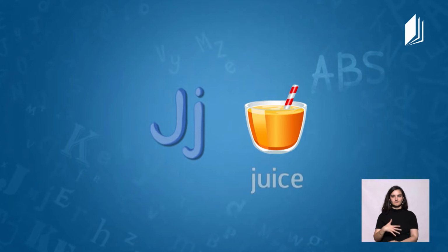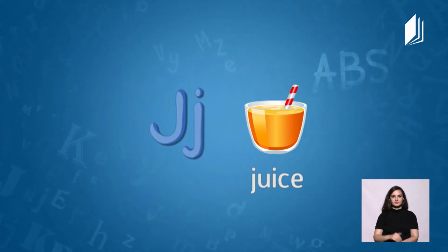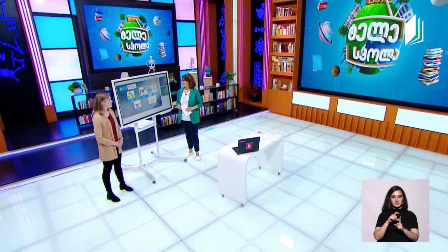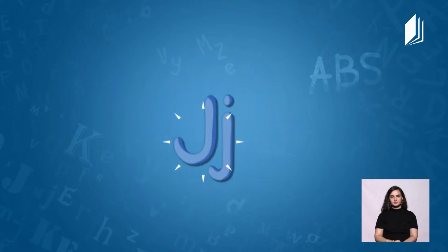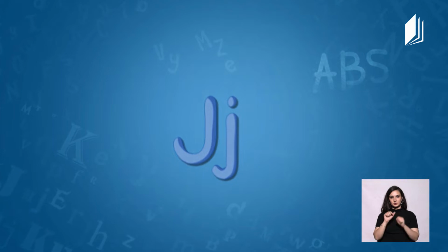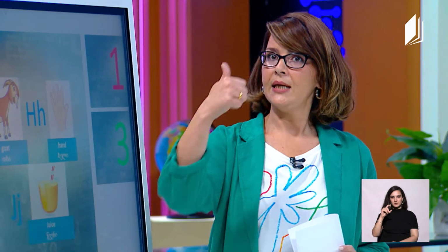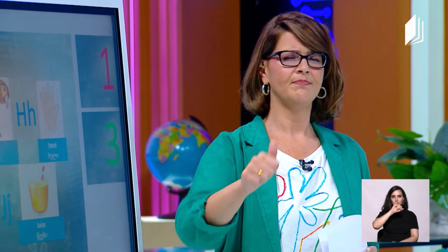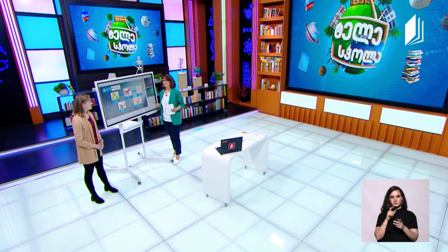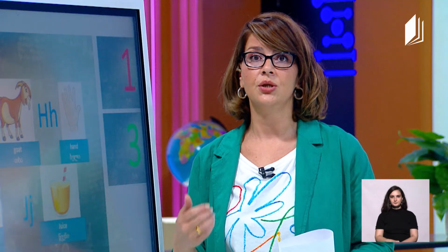Yummy. It's juice. Juice. Juice. And the first letter for this word is J. J. You can see capital J and small J. Please repeat. Capital J and small J. Good. In the alphabet, it is J, but in the word, we pronounce this letter as J. J. Juice. Now it's time for another game.